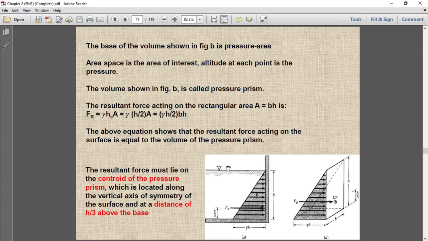The net resultant force acting on the vertical flat surface is equal to the volume of the prism. This we have derived, and the position of this net resultant force is always h by 3 from the bottom, whatever the height of the fluid, if the height of the fluid starts directly from the flat surface. So now there is another case.